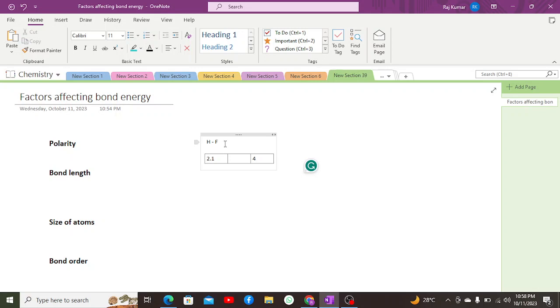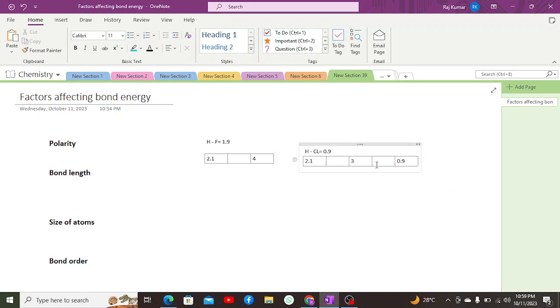How can we prove it? Suppose we have hydrogen and fluorine. The electronegativity difference of hydrogen and fluorine is 1.9. When it comes to hydrogen and chlorine, the electronegativity difference would be 0.9. Here hydrogen has 2.1 and chlorine has 3, so it ultimately becomes 0.9.